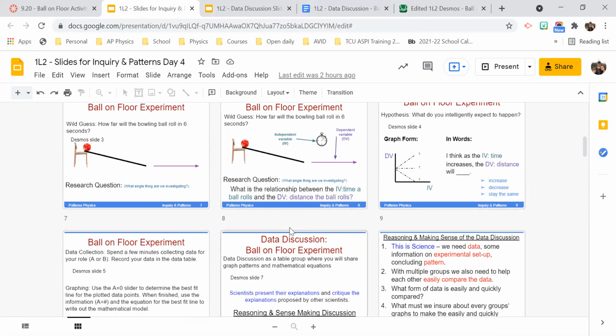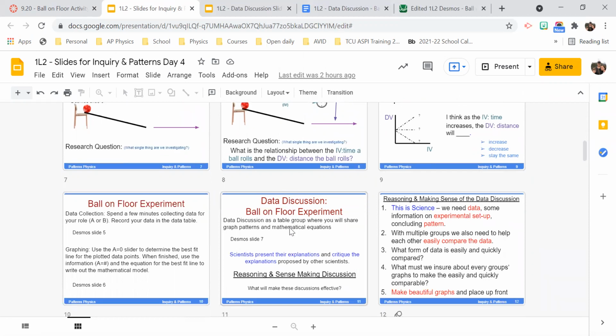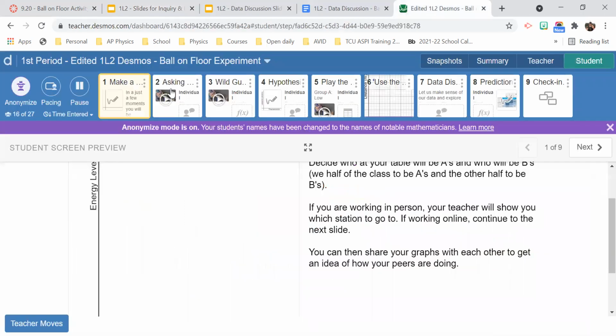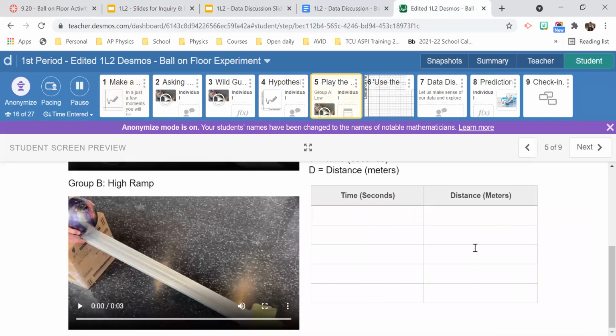All right, moving on. This is where we do the data collection. So if you were in person with me and you decided, man, I really want to conduct an experiment, and you did, and you got some data, then you can enter that into the Desmos, I'll show you now. You can enter that into the Desmos on slide 5.